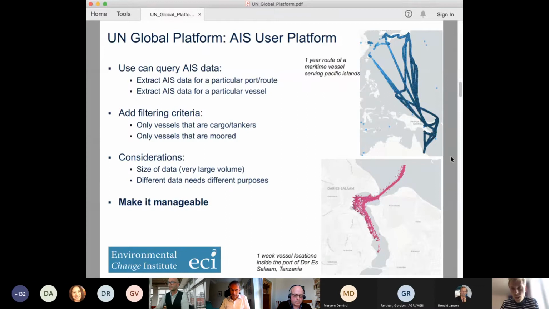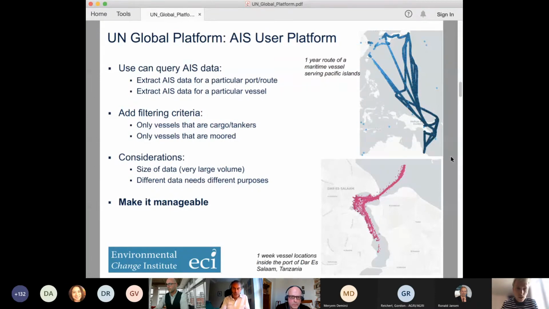Or we can say we're interested in one particular vessel and look at its movement over a longer period of time. And that's what you see in the top figure, where I said, okay, I want to track this particular vessel because I know it's serving some of the Pacific islands, but how does it actually do that? What kind of ports does it visit over the course of a year? And then you can add all kind of filtering criteria, such as I only want to look at certain types of vessels. I only want to look at vessels that are moored or actually in motion. Because there are some considerations here.